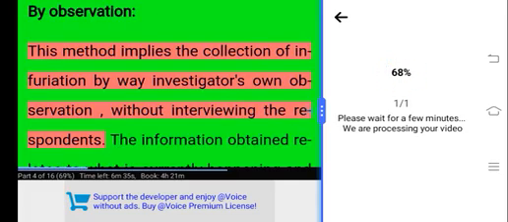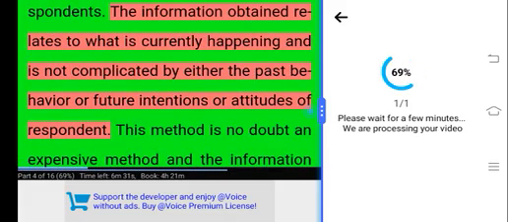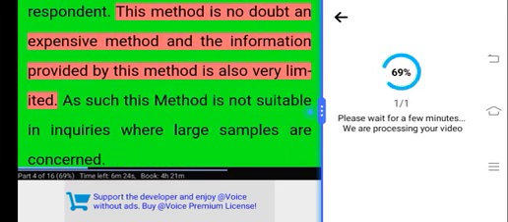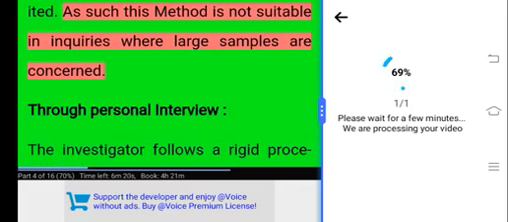By observation. This method implies the collection of information by way of the investigator's own observation, without interviewing the respondents. The information obtained relates to what is currently happening and is not complicated by either the past behavior or future intentions or attitudes of the respondent. This method is no doubt an expensive method, and the information provided by this method is also very limited. As such, this method is not suitable in inquiries where large samples are concerned.